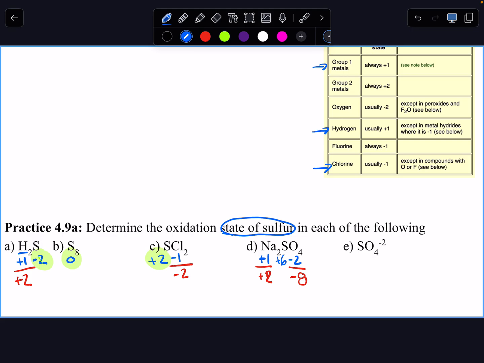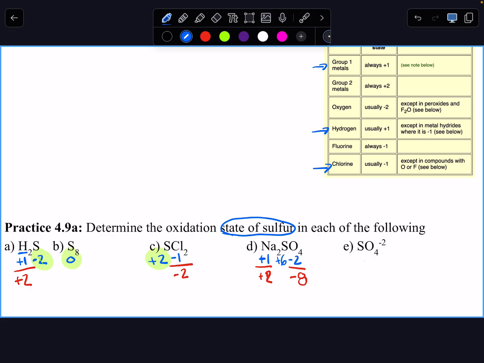Now, to clarify once again, if the question were to ask, what is the oxidation state for oxygen in this compound? Your answer is -2. Your answer is never the total. Okay, oxygen's oxidation state isn't -8, it's -2. But we needed the -8 to figure out the missing pieces. Okay? All right, last one over here, and then I'll have you try some.